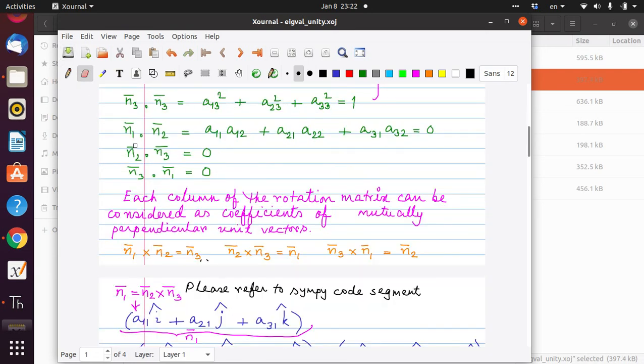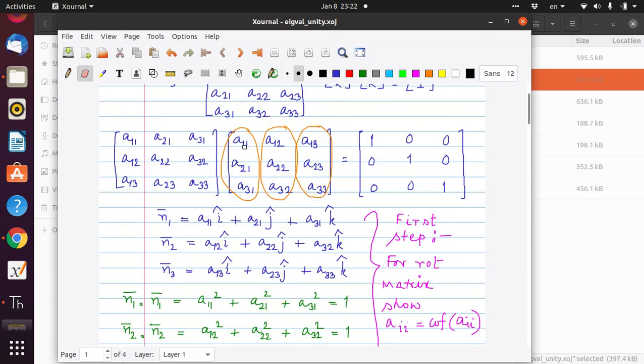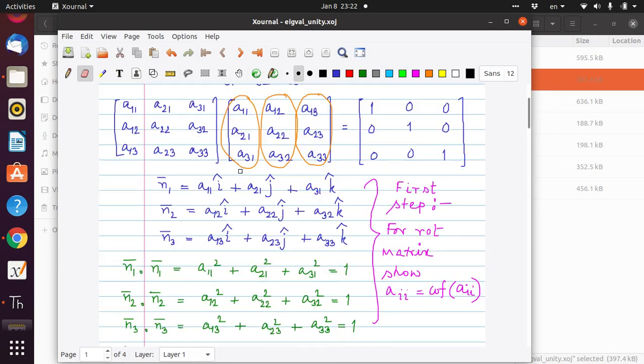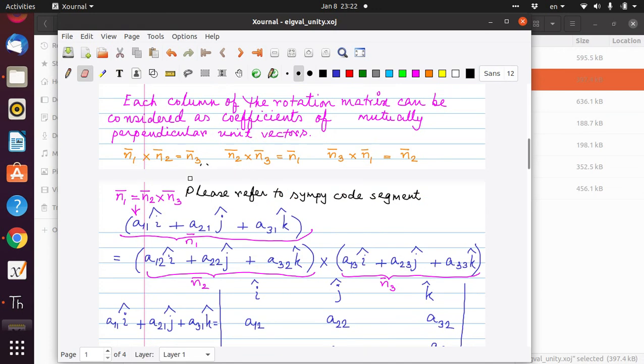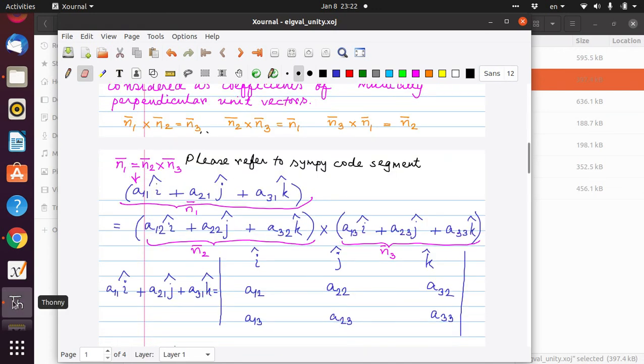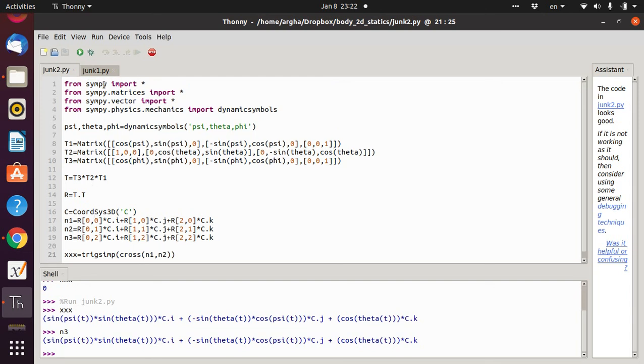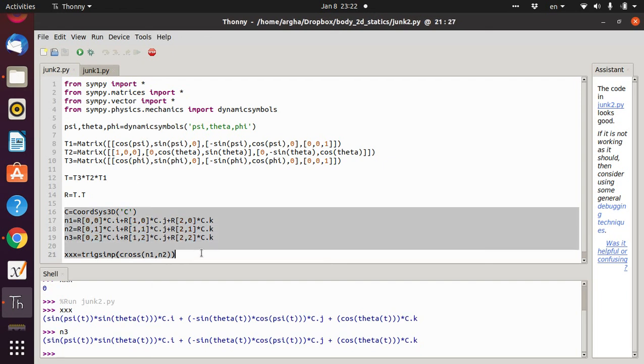So again you can show that n1 cross n2 is equal to n3. That is, if n1 is formed from this and n2 is formed from this, then n1 cross n2 is n3, n2 cross n3 is n1, and n3 cross n1 is n2 in cyclic order. So this we can verify using this symbolic computation code segment. Suppose we start from here.